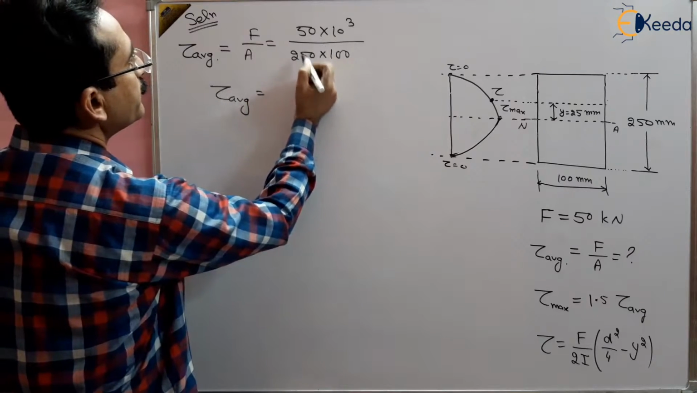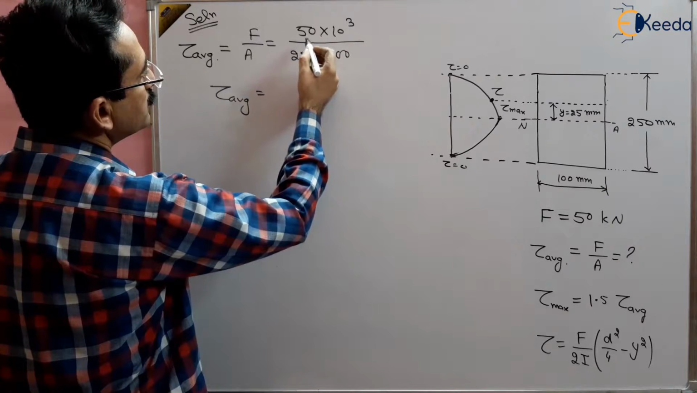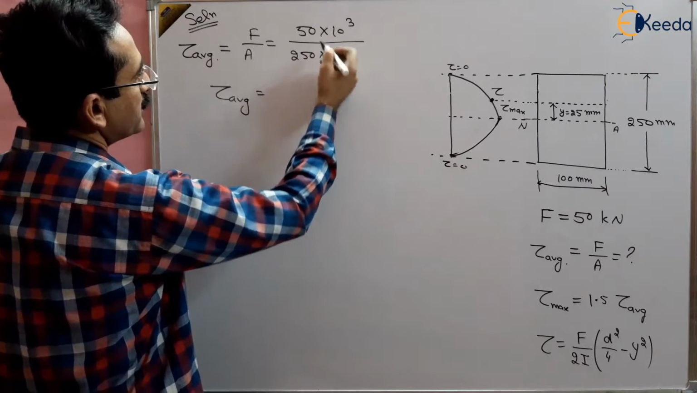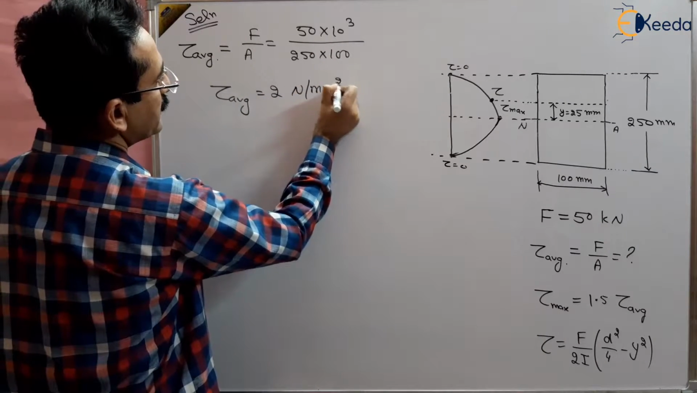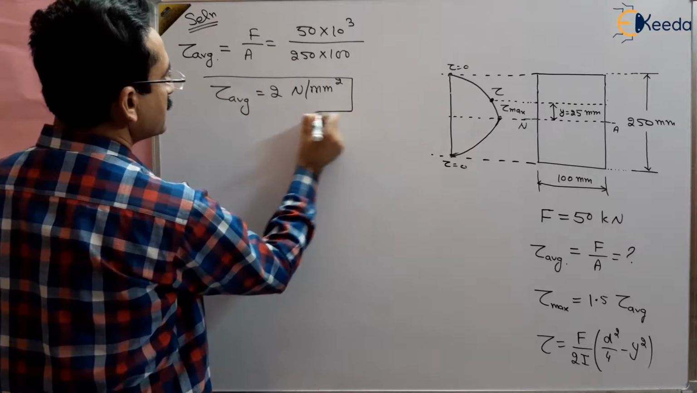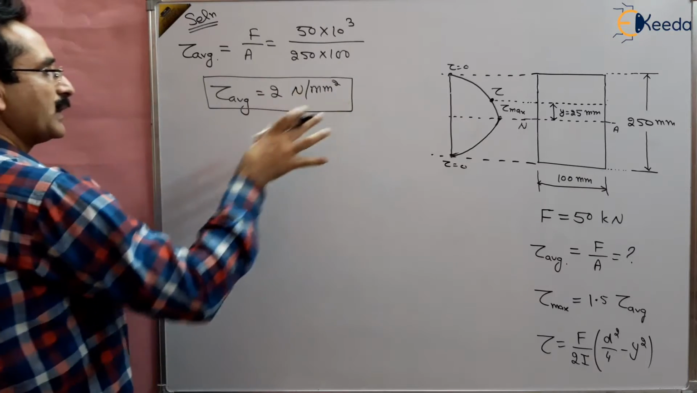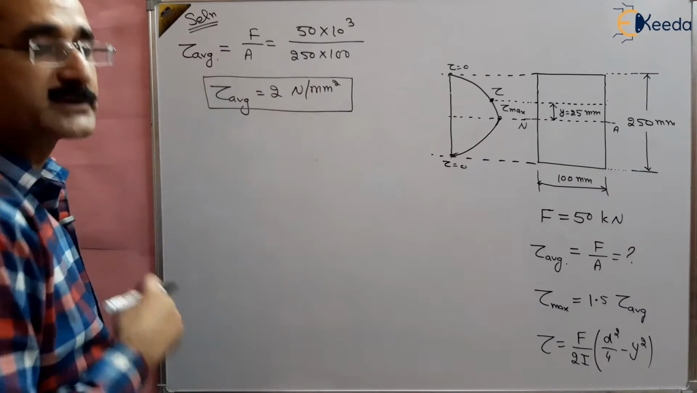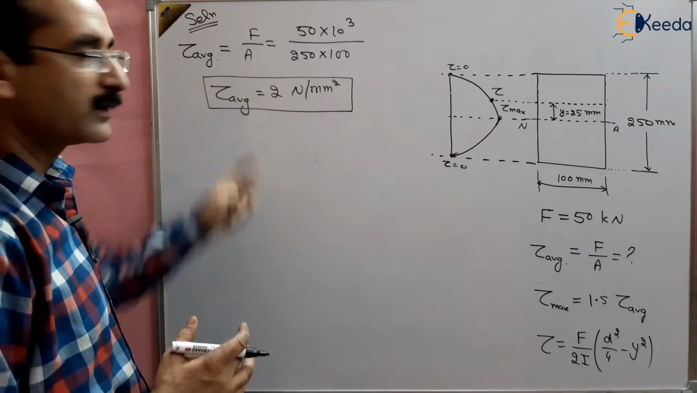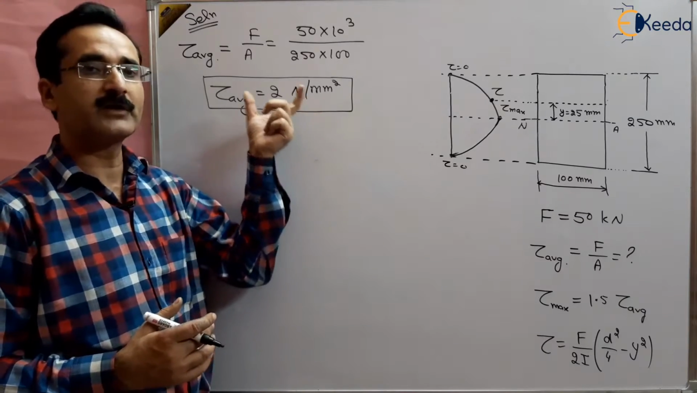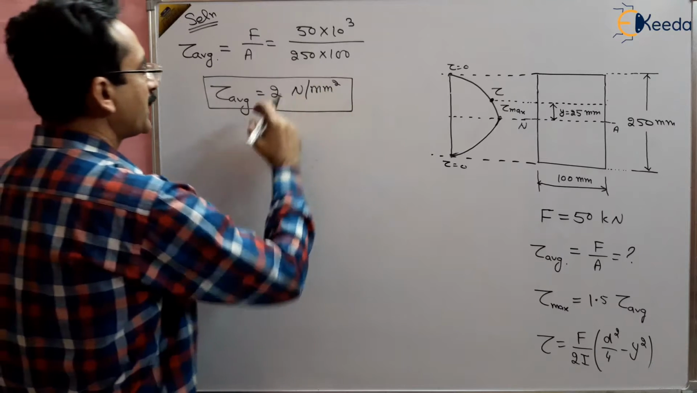So this will come out to be, is it 2? Yes, it is 2 Newton per millimeter square or 2 megapascal. So this is the average shear stress. You can see here the average shear stress on the beam is very small as compared to the bending stresses. That's why bending stresses dominate, and sometimes we neglect shear stresses. It is very small as compared to bending stress. So 2 Newton per millimeter square is the average shear stress.